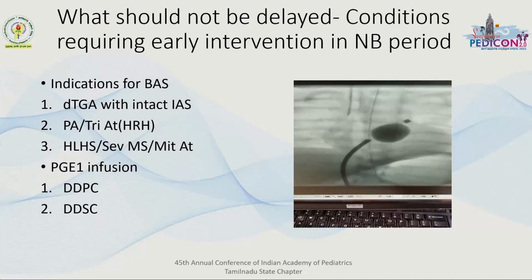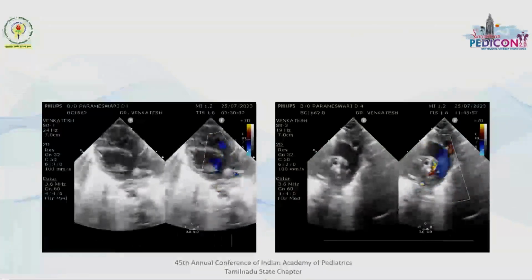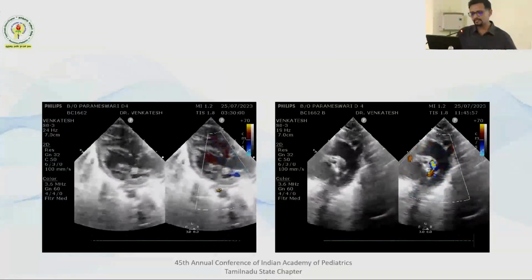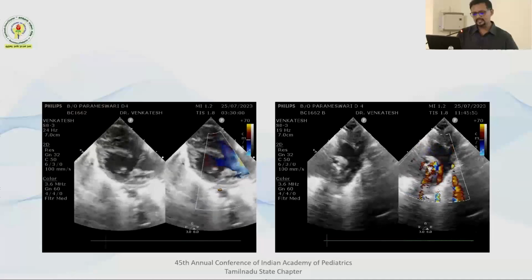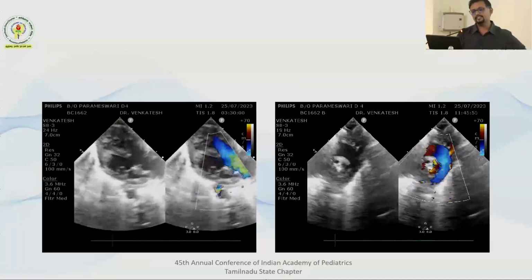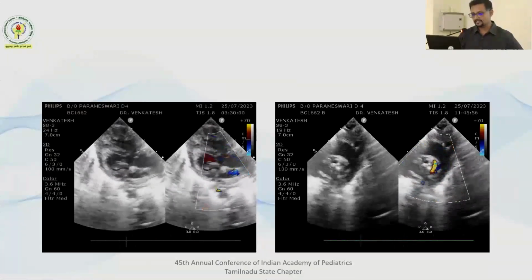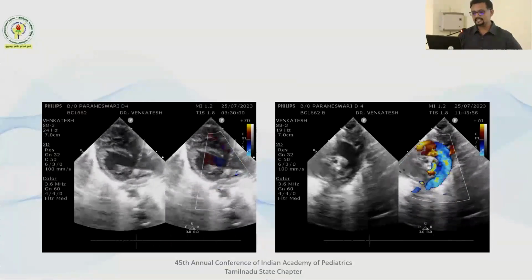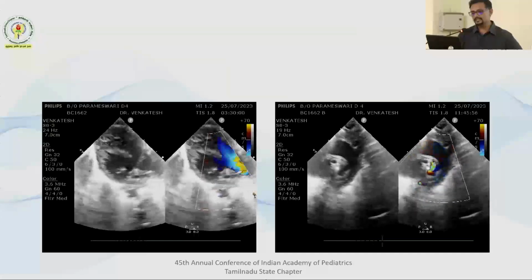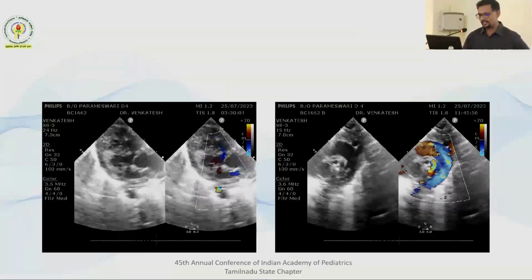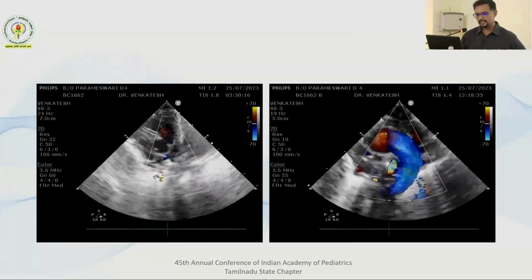This is another child who presented to us a couple of weeks ago, on the 25th. We could see a very large VSD with 50% aortic override. On the right side of the screen, we could see a closing ductus with a lot of turbulence. So this is the PDA which is getting closed. We started a prostaglandin infusion and took the child up for a procedure.